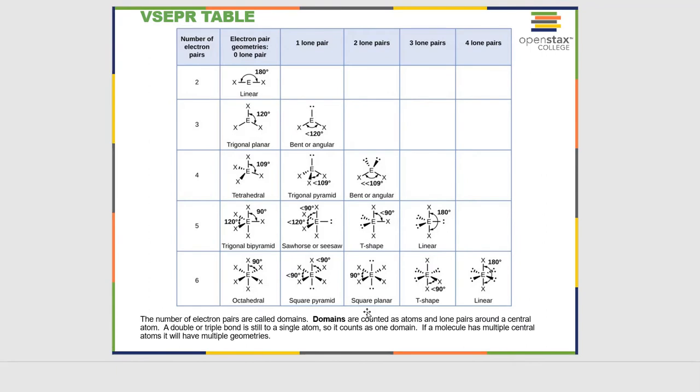But on the next slide, what we're looking at is the different arrangements of the atoms. And you'll notice that this is a table.